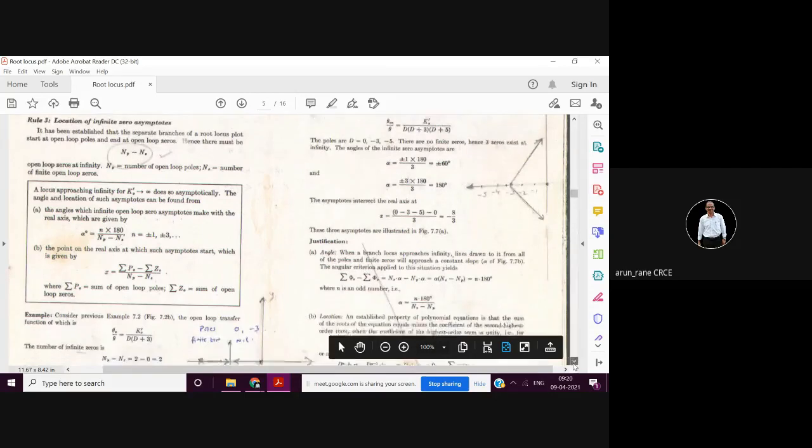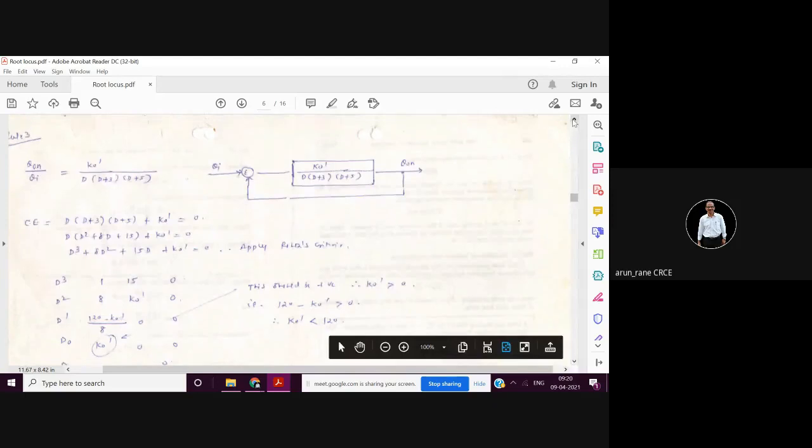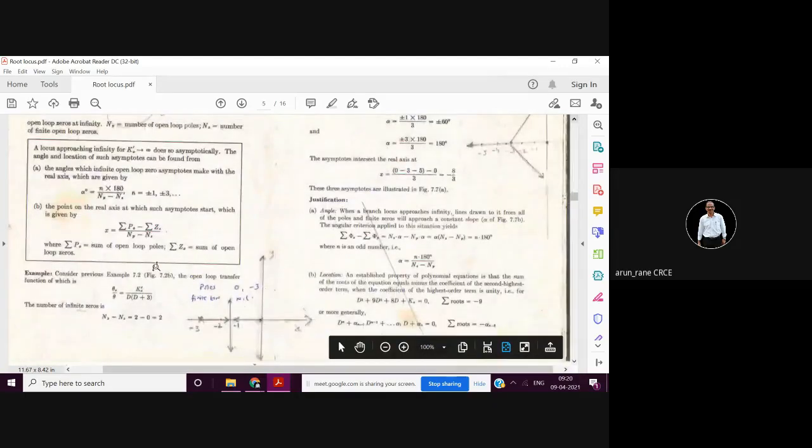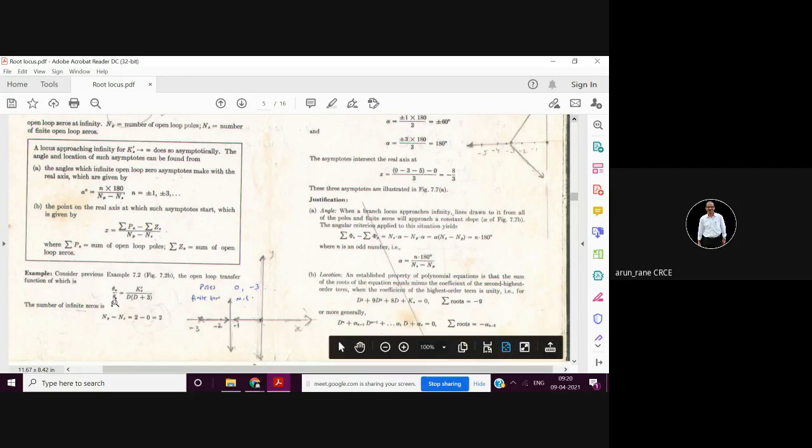Now this is what is given. This is a transfer function. Now here, how many poles are there? Tell me quickly. Two are there. So which are those? Minus 3 and 0. Okay. How many finite zeros? Nil. And how many infinite zeros? One. That is this.